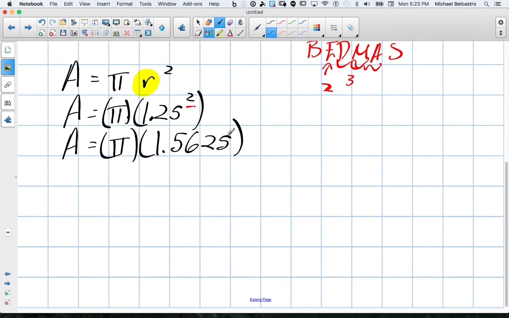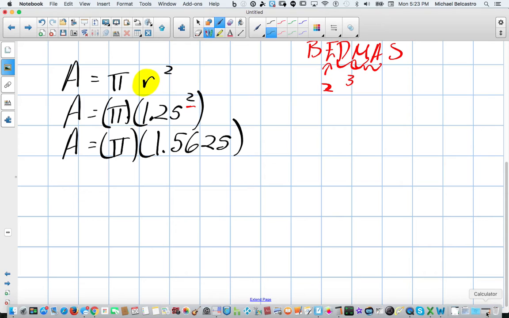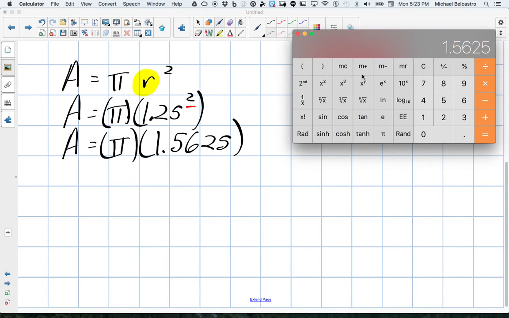Pi times this. What is pi? Pi is a number that goes on for a very, very long time. And on this calculator, when I hit pi, it gives us a very long decimal. This is really accurate. It actually keeps going forever and ever. But this is the number we're going to use for pi. And then we're going to multiply that by 1.5625. That gives us 4.908.